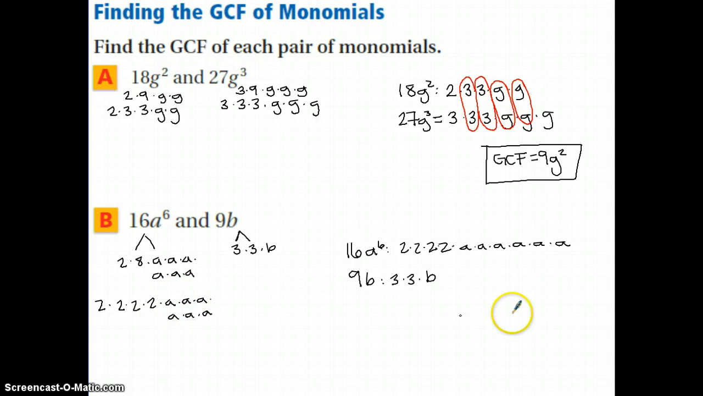For b, when I broke down my 16a to the 6th, I had 4 2's and 6 a's. For my 9b, I had 3 times b. Looking at that list of factors, there is nothing in common. Since everything can be multiplied by 1, and it does not change, my greatest common factor of these two terms is simply 1.